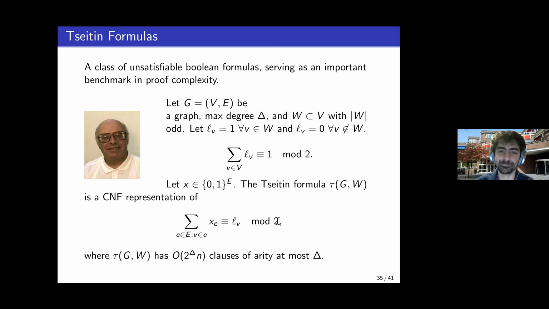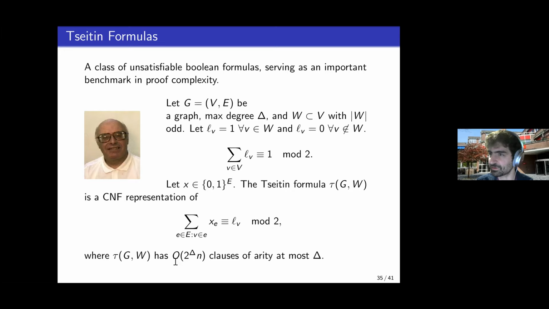And now to make life difficult, you encode this linear system mod 2 as a CNF formula. This encoding needs to take every linear constraint mod 2 and turn it into a whole bunch of CNF clauses. This transformation is not terribly efficient. For every vertex, the corresponding CNF formula has size roughly 2 to the delta, where delta is the maximum degree. So you should have maximum degree that's bounded, or at least logarithmic, to keep the size of this formula under control.